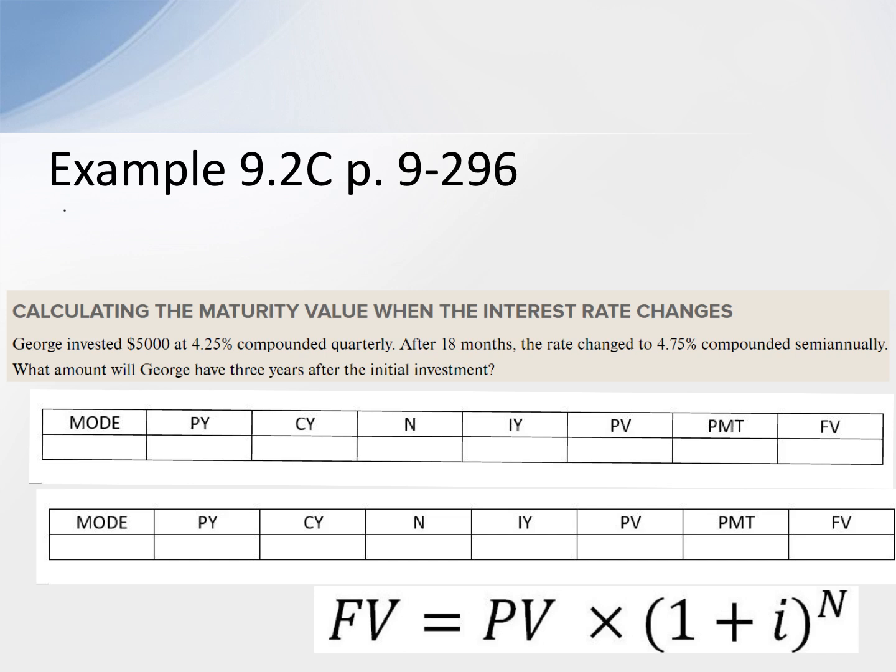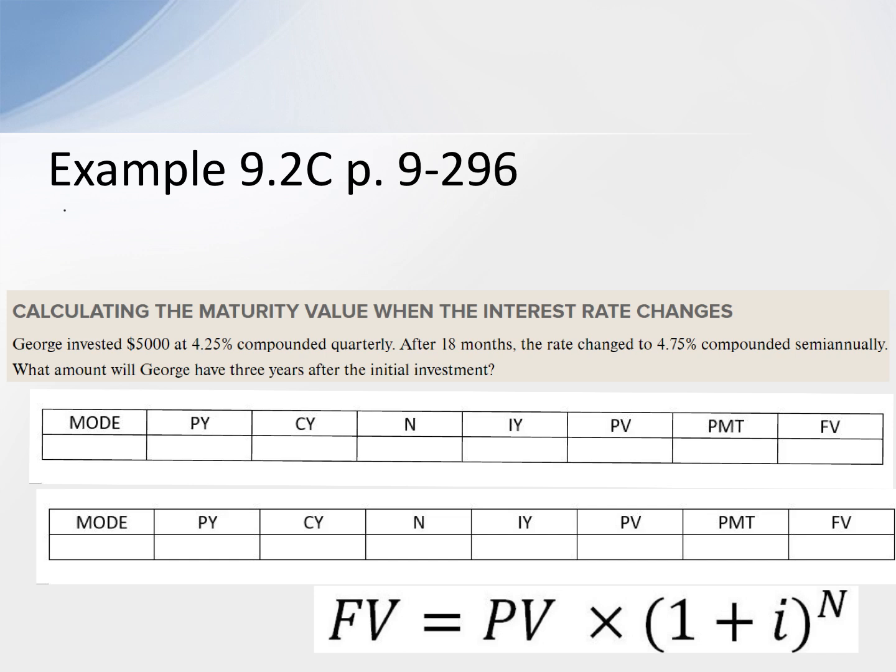It says here that George invested $5,000 at 4.25% compounded quarterly. But after 18 months, the rate changed to 4.75% compounded semi-annually. What amount of money will George have 3 years after the initial investment?